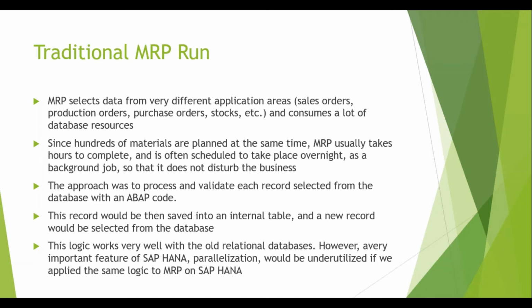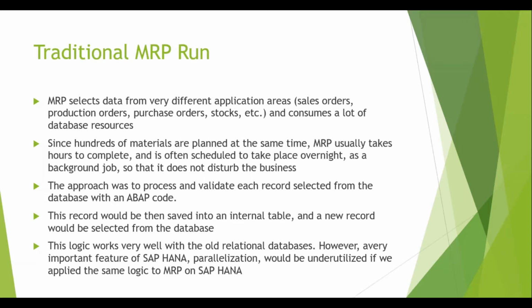The approach was to process and validate each record. This is a problem. Why is it taking too much time? Why is it taking hours to complete? The reason is, if there are 100 materials, whenever you run MRP, a single material is processed at a time. So a material will be selected, and all these 4 checks will be performed. What is the number of sales orders? What is the number of production orders? What is the number of purchase orders and stocks? And finally, the calculation is performed and it is stored in the internal table. Once the first material is done, then it will start for the second material, then third, then fourth. So it is doing a single material at a time, due to which it is taking a huge amount of time.